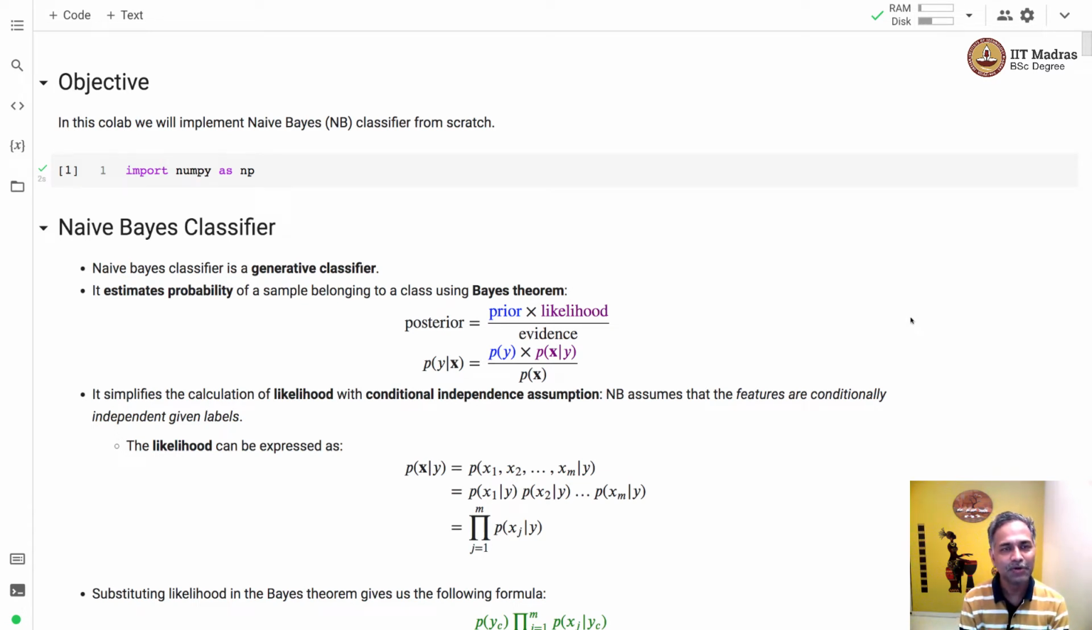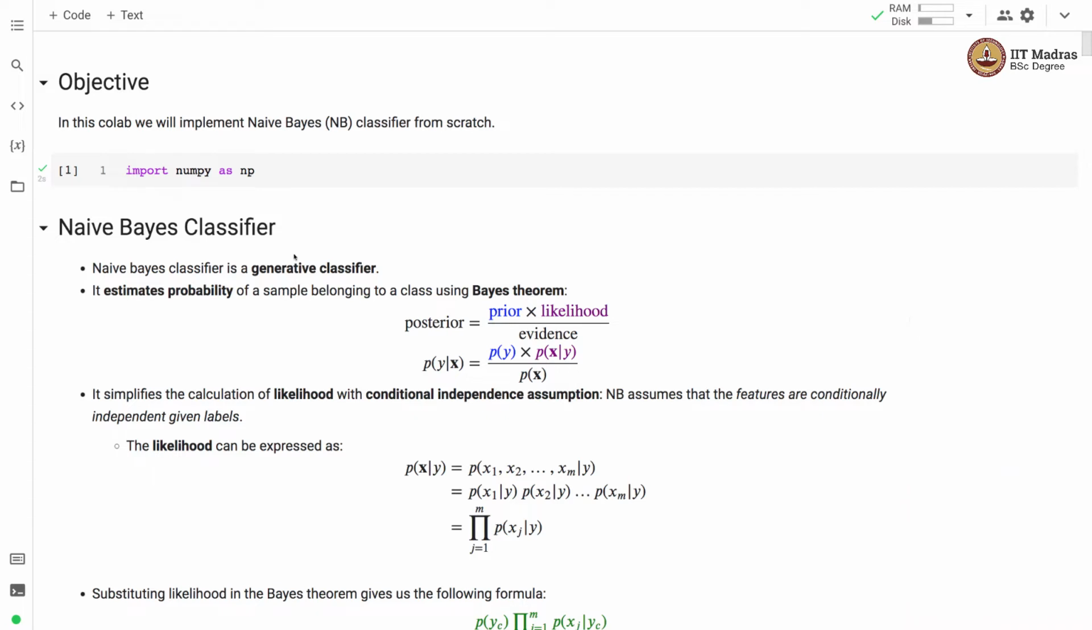In this video, we'll implement naive-Bayes classifier from scratch. To begin with, we import a basic Python library which is NumPy for this implementation.